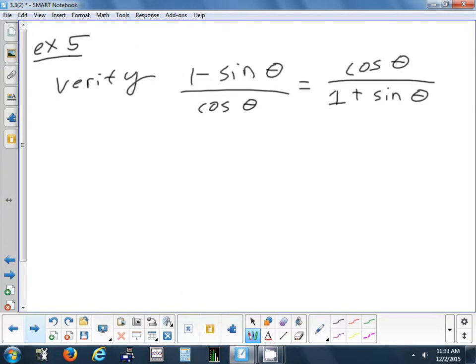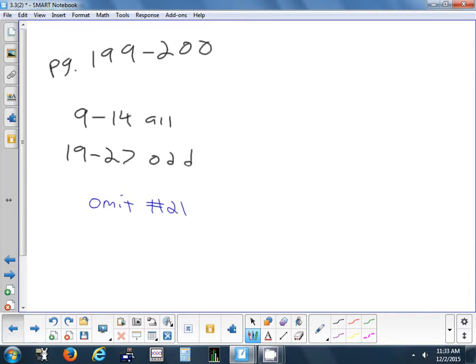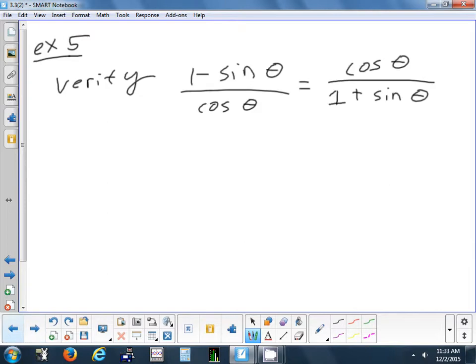Whoa. Oh my god. Last slide, guys. All right, last one. Okay, it says 1 minus sine over cosine equals cosine over 1 plus sine. They almost look the same, except kind of flipped and then make a positive and negative.